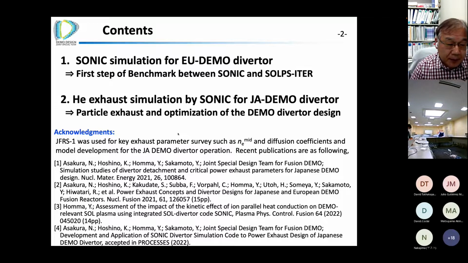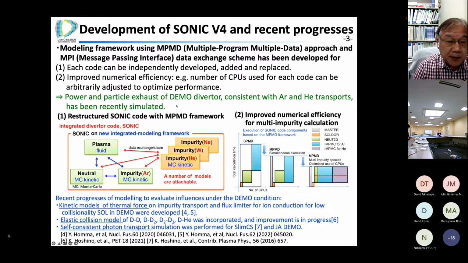At the same time, we'd like to acknowledge JFRS-1, because we use it for key exhaust parameter surveys such as density and diffusion coefficient, and also for model development for SONIC. Last year's publication is the following. But anyway, first I'd like to briefly introduce SONIC.